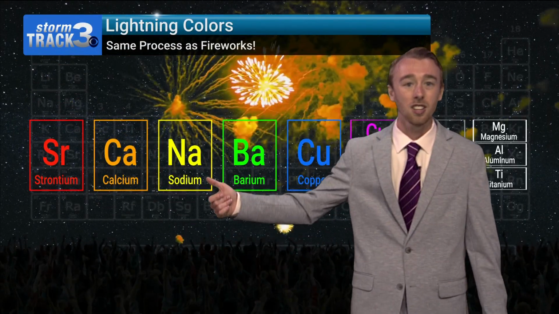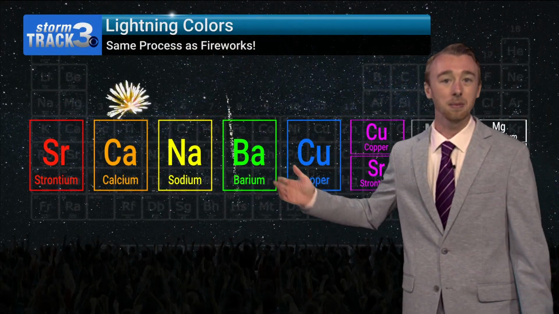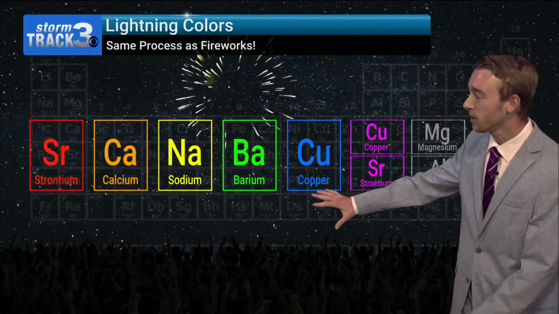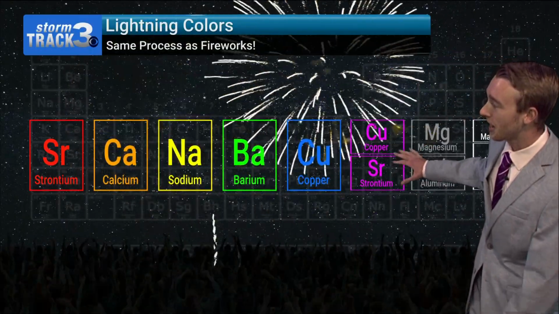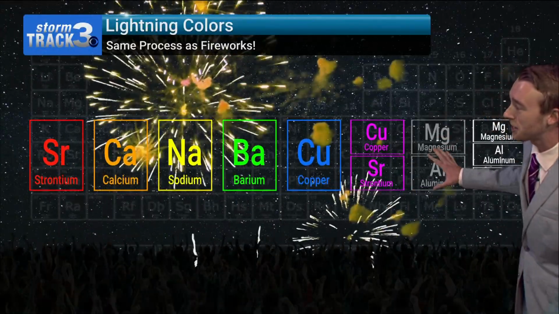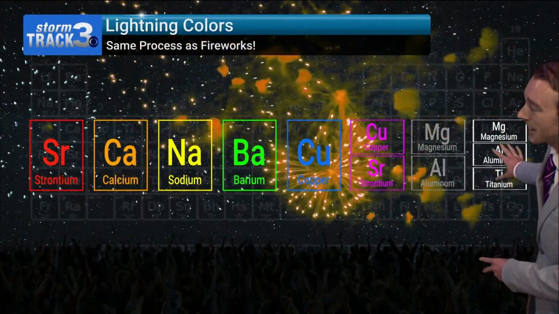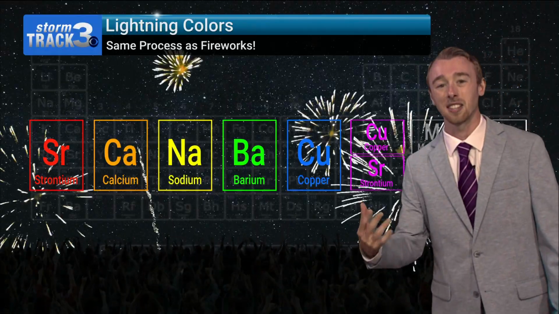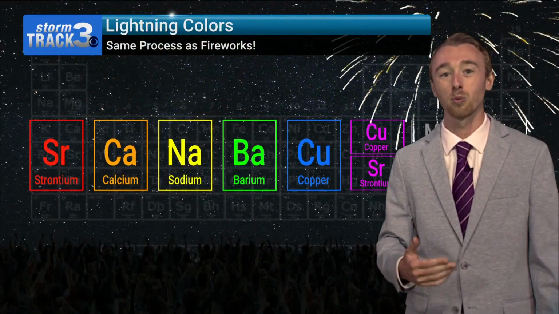Calcium would be orange, sodium would be yellow, barium would be green, copper, blue, and there's two subsets of copper. One could be purple, and of course strontium could be purple as well. You have magnesium, aluminum, all those, titanium, could also be that white color that we're seeing more prominently.